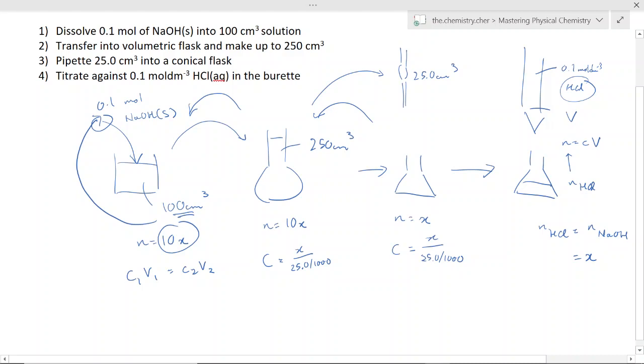What I've just shown you is how you can use volumetric analysis to explain your answers in two different directions. Either from the side where you dissolve a solid all the way through the dilution to titration, or using the titration results and working backwards. These two methods are very important. Please make sure you master them before you move on to subsequent chapters that talk about aqueous solutions.